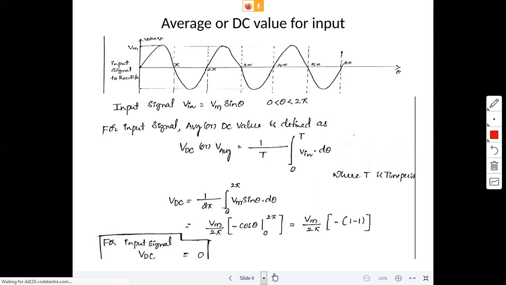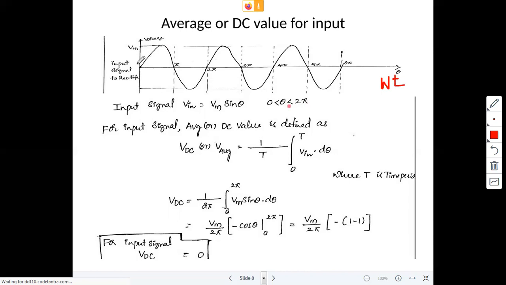Now in today's class we derive some of the important parameters of a rectifier circuit, right? This is the input signal. Approximately it is a sinusoidal signal here. Some textbooks use theta on the x-axis, some use omega t. Whether it is omega t or theta, that is not a big problem.